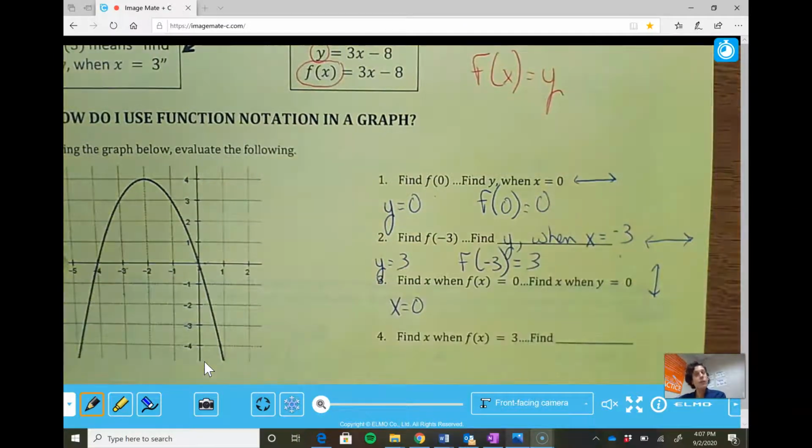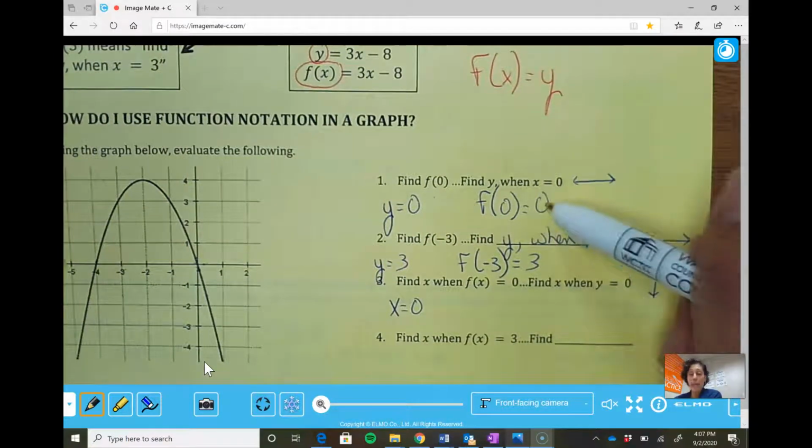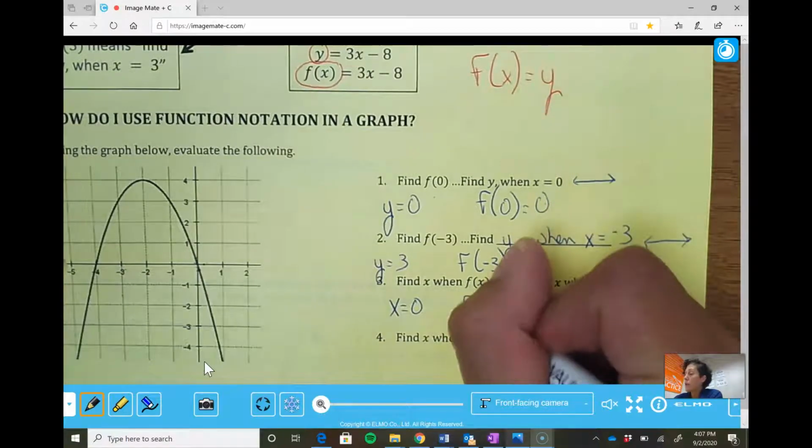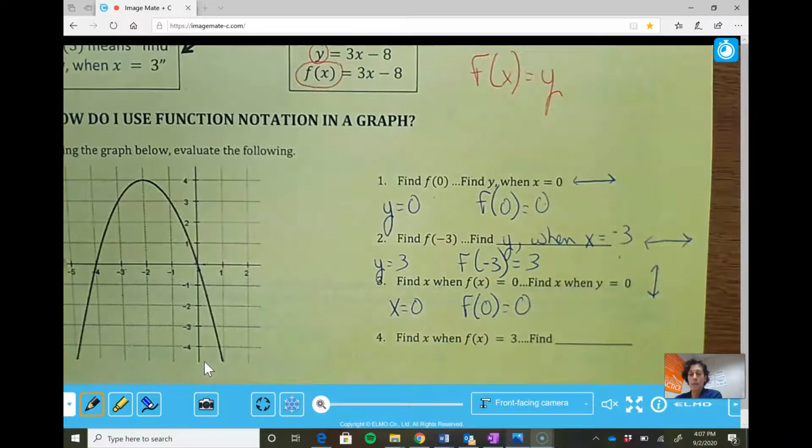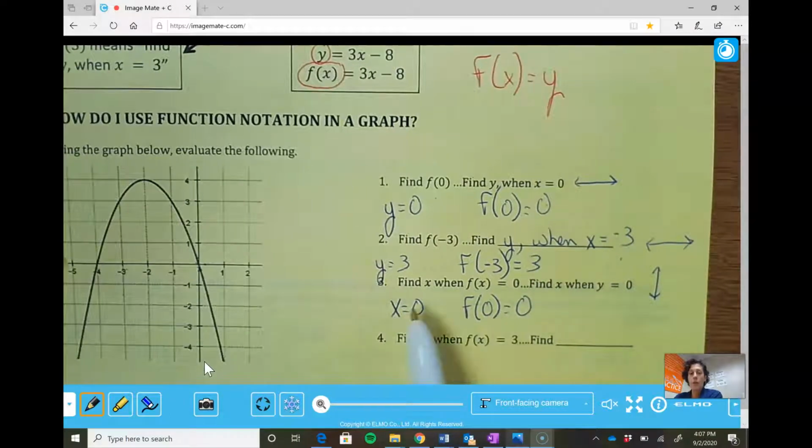So here I'm okay if you just write your answer like that. If you want to keep up this notation, so when x was 0, that meant y was 0. So whichever you're more comfortable with on this one.